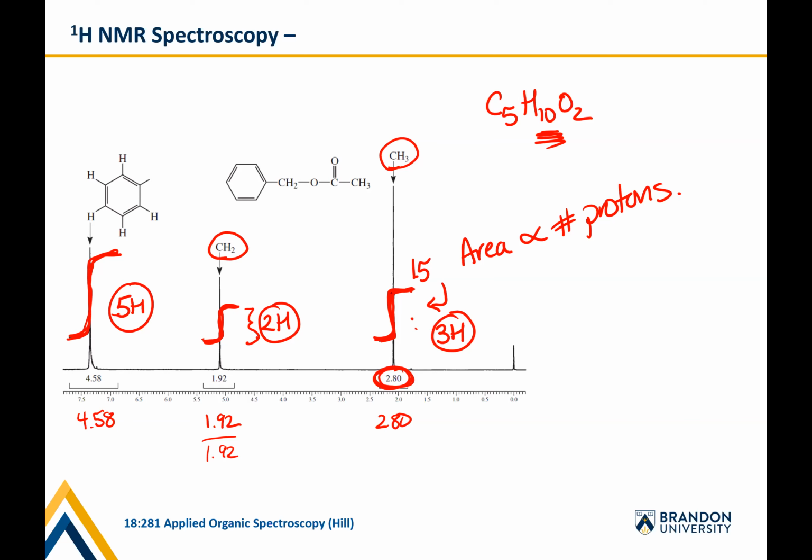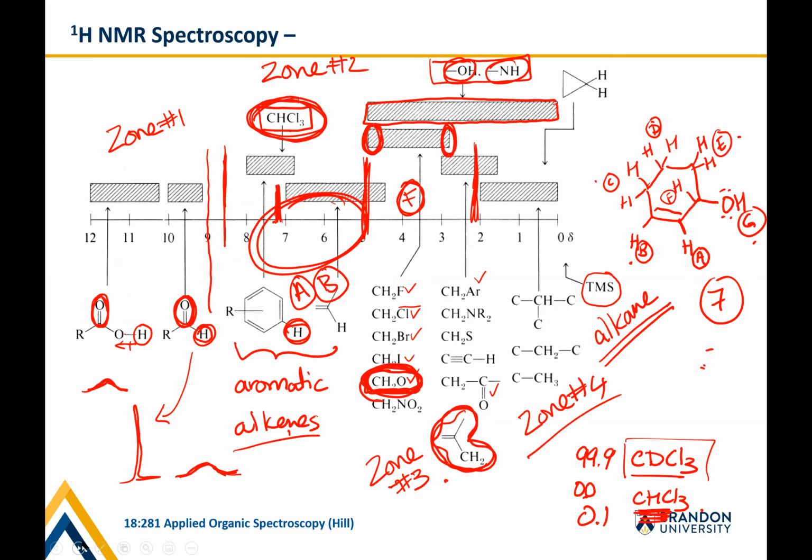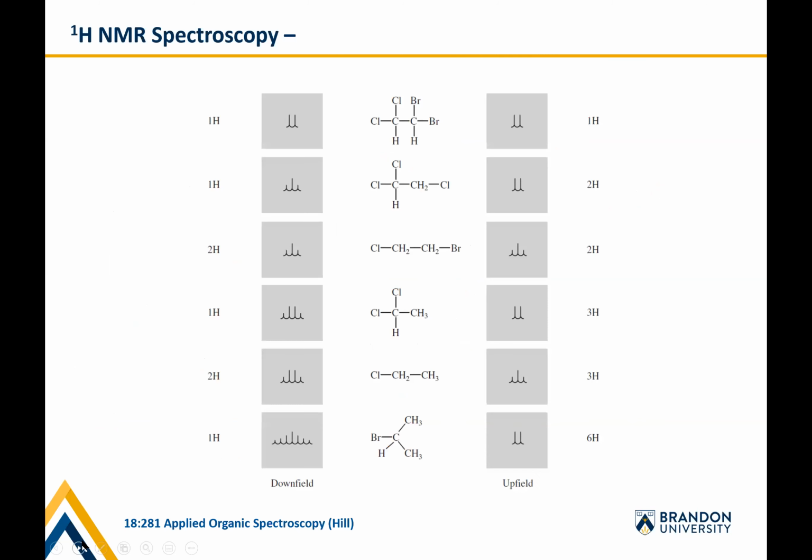I think we're basically out of time. The last part, which I guess we'll have to do on Tuesday, is the splitting of the signals. What we're going to see is that not all of the signals just come out as one line. They come out as multiples, and that tells us how many protons are next door. So if we do that on Tuesday, then next Thursday we can do a whole bunch of practice spectra, which would probably be a good thing to do.